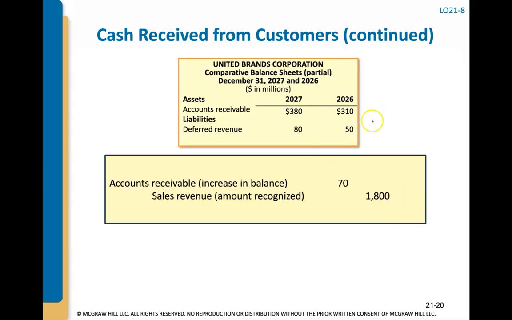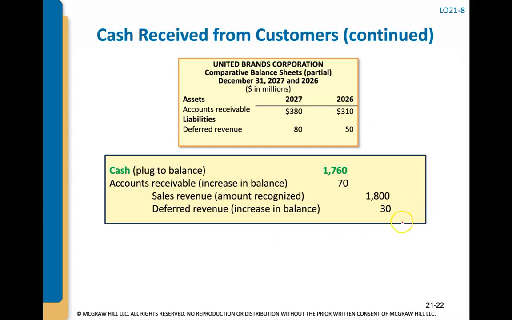Then we have to look at the related balance sheet accounts for sales revenue. Let's look at our first one, accounts receivable. An increase from $310 to $380, right? And an increase in an asset is a debit. So we would debit our accounts receivable by $70. And then when we look at our deferred revenue, we went from 50 to 80, so an increase by 30. An increase in a liability is a credit. So we would credit deferred revenue by 30.